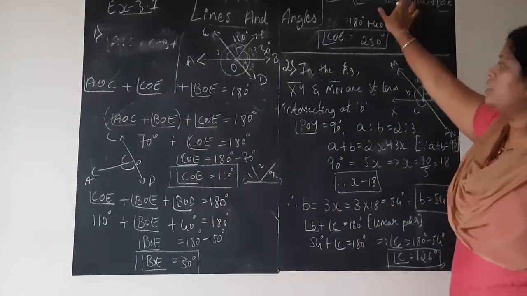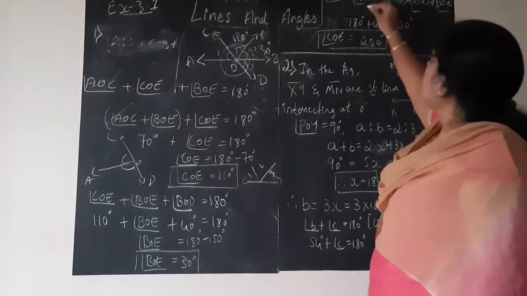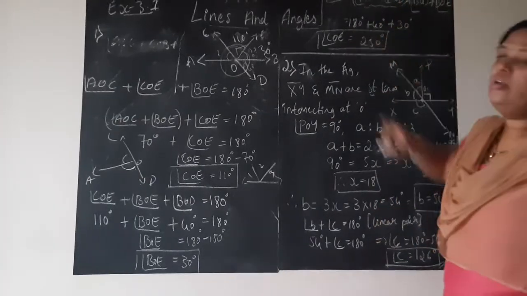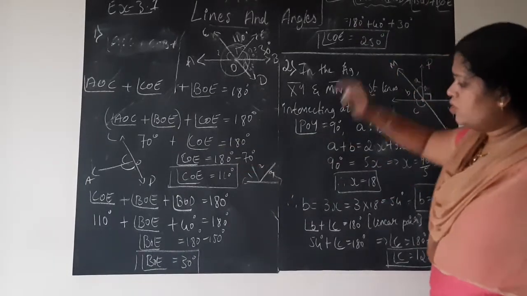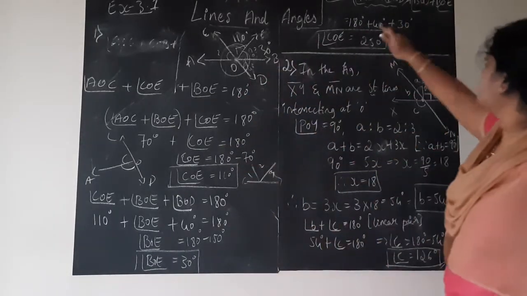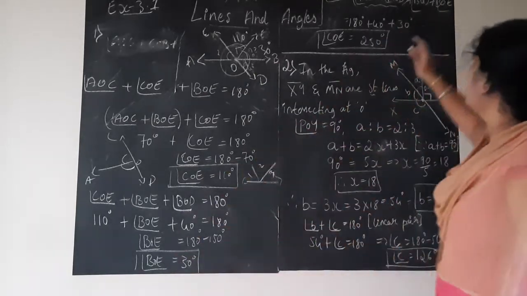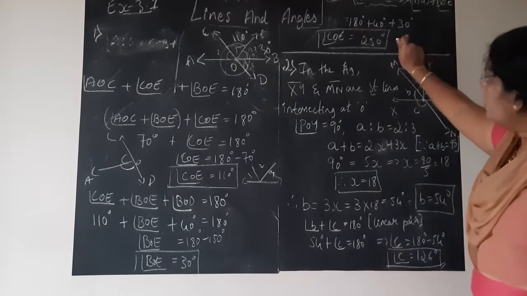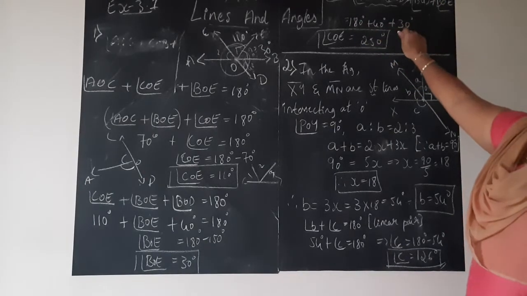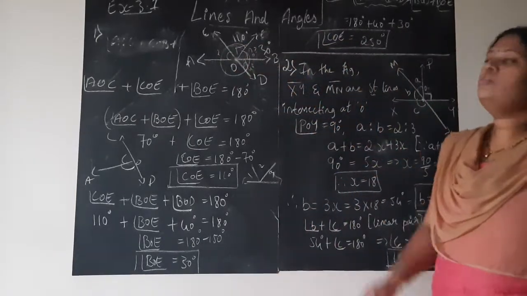So I have written together in the bracket, plus BOD plus BOE, as it is. Now in place of AOC and AOD together I am applying 180 degrees. Why? Because they form a linear pair. BOD they have given us as 40 degrees, that I am substituting. BOE we just found to be 30 degrees, that I am writing. So 180 plus 40 is 220, plus 30 is 250 degrees. We got reflex angle COE equal to 250 degrees.